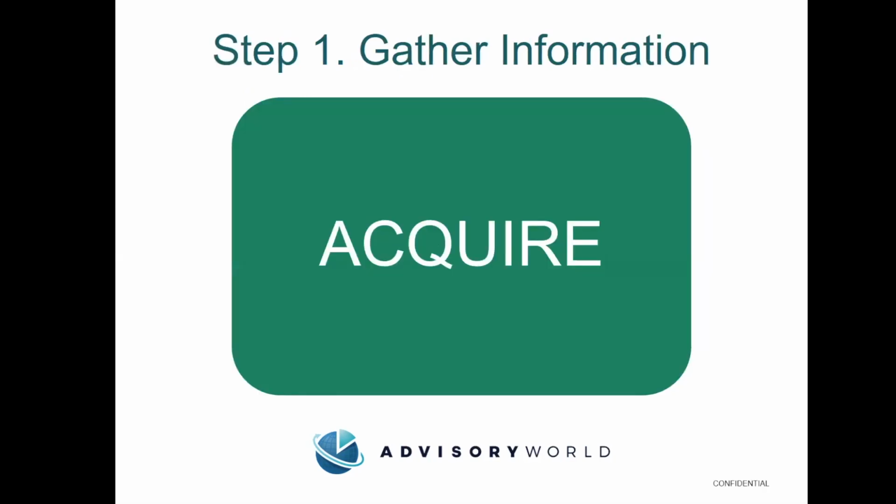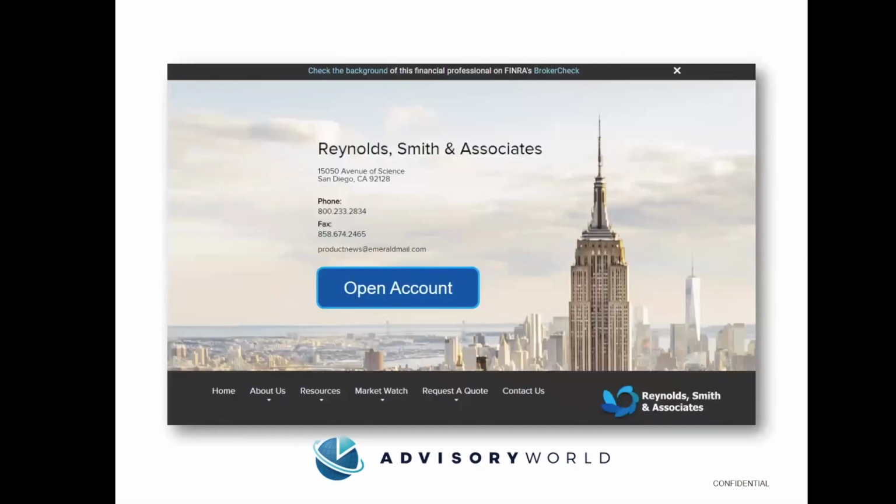So first step, how are we gathering the information? We've got an app that we call Acquire. Now, Acquire is essentially a lead generation app. So if you see here where it says open account, this is a button that you'd have the ability to put onto your website or social media account. Now, this is HTML, so that button can say anything you want. It doesn't have to say open account. It can say assess your risk profile or whatever you would like, okay?